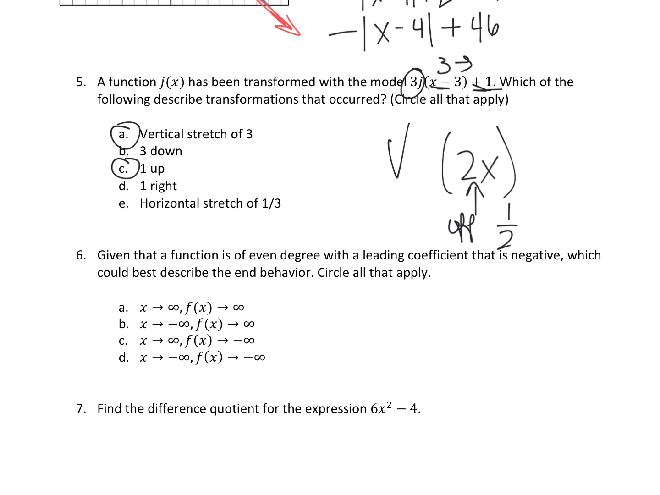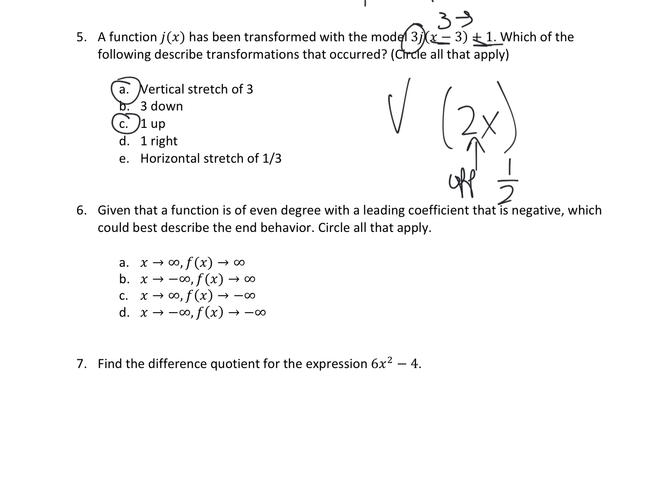Now, end behavior. Even degree, negative, that means go down in both. So as x goes to negative infinity, oh, that's not the right one. As x goes to infinity, it goes to negative infinity in both of those categories.